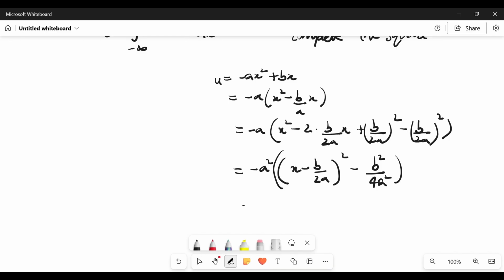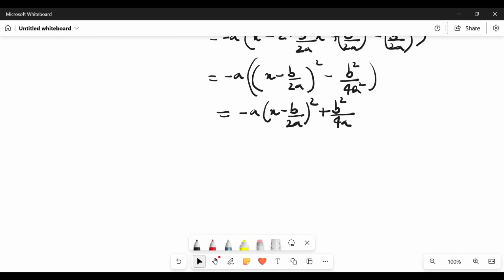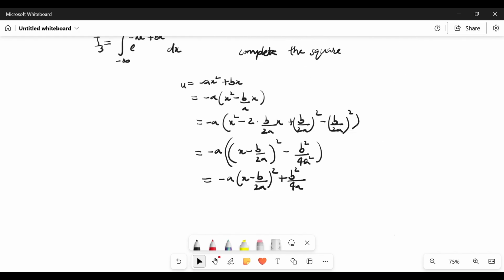And just take this thing out. You'll get, yeah, this a square is not there. So just multiply these things inside, and you'll get minus a times x minus b by 2a square plus b square by 4a. So we found this. Now we can just substitute back. So from minus ax square plus bx, we got this term by completing the square.